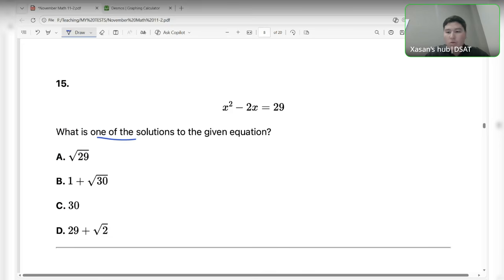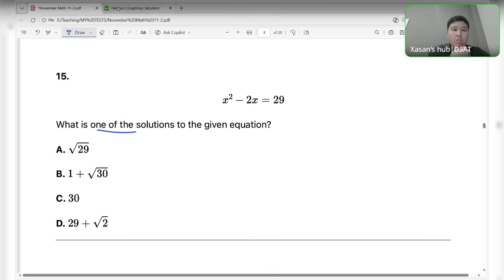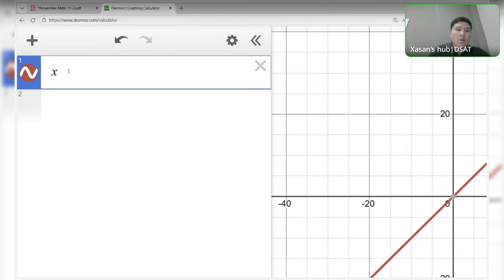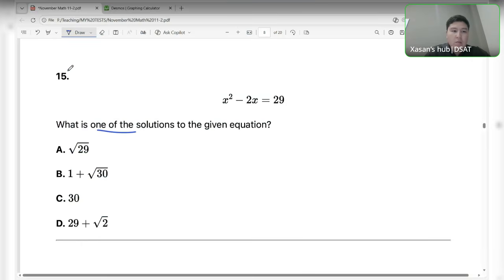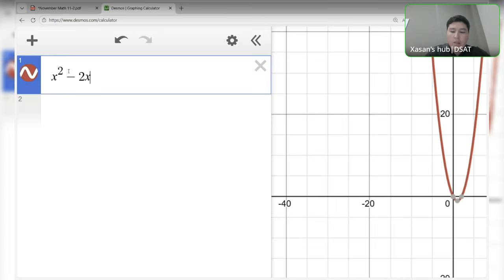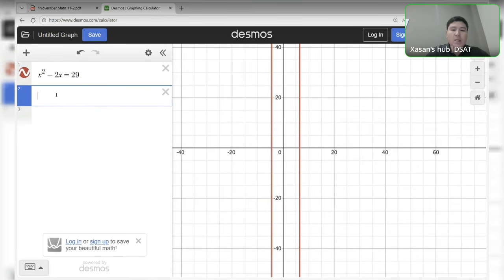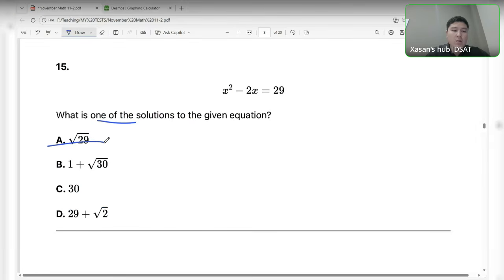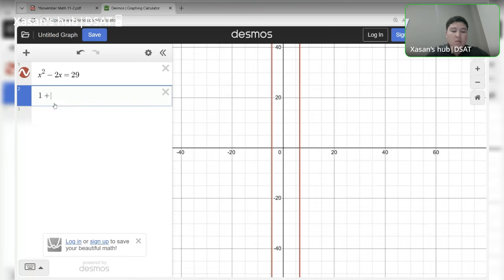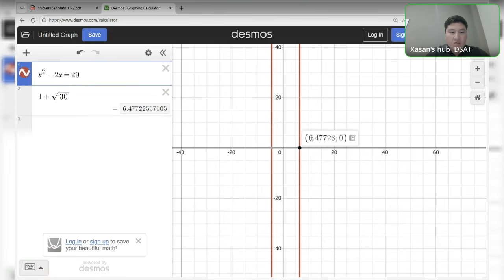And question 15, what is one of the solutions to the given equation? Guys, again, to find the solutions, totally Desmosable, but you have to check it with the options one by one after getting the answers. Like x squared minus 2x equals 29. And our solutions are this, and you have to check the options. So the square root of 29, is it matching with our solution? No. So answer A is out. And 1 plus square root of 30. Is it matching? Of course it is, guys.